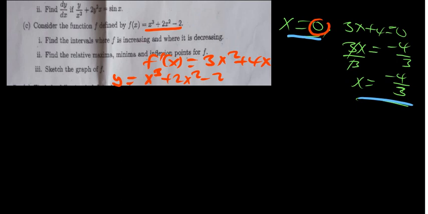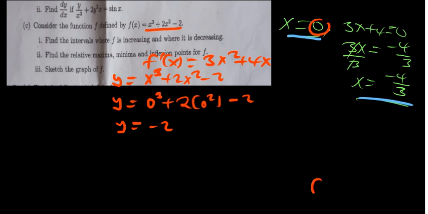I'll start by plugging in 0. So y will be equal to 0 to the power 3 plus 2 times 0 squared minus 2. My y value is what? Negative 2. What does it mean? When x is 0, the value of y is negative 2. Is that okay?